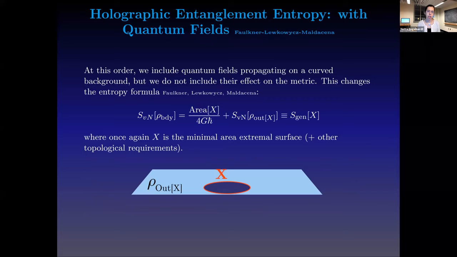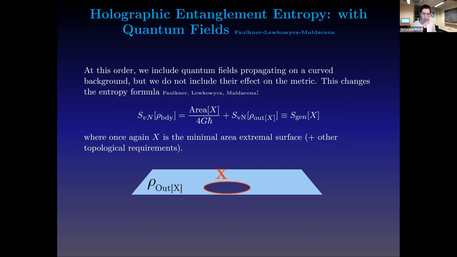Now, if you want to go to higher orders, the first higher order you might want to go to is to include the contribution from quantum fields propagating on a fixed curved background. So you include quantum fields, but you don't include their effect on the metric. So this changes the formula for the holographic entanglement entropy. You have to add on an additional term to account for the entropy of the bulk quantum fields. Here's the extremal surface, and we compute the entropy of the bulk quantum fields outside of that surface, that's rho out of X. So this is the state of the quantum fields in between X and the asymptotic boundary. And here we have to include its contribution. And this entire term here is called the generalized entropy. So again, X hasn't changed, it's still the minimal area extremal surface, but now we've added this contribution. So instead of computing its area over 4 G h bar, we compute its generalized entropy.